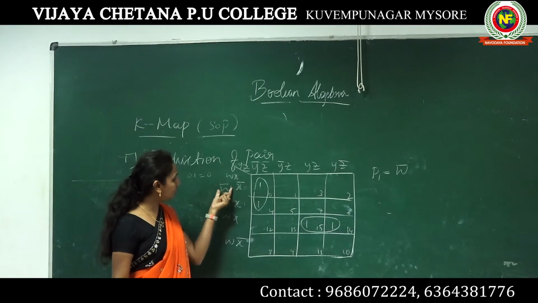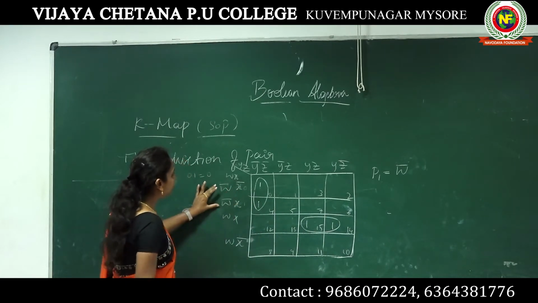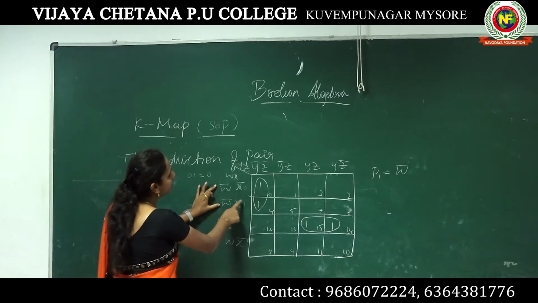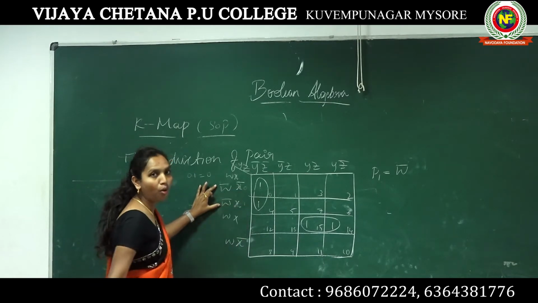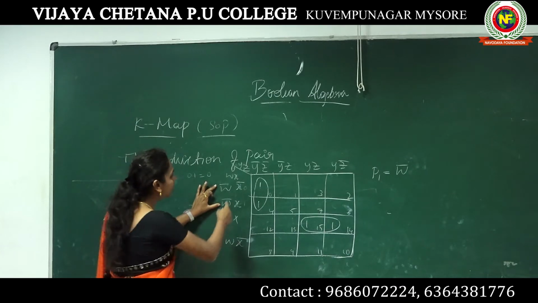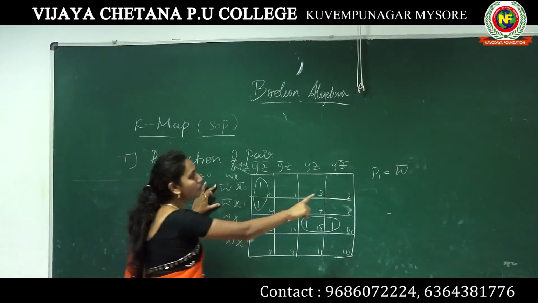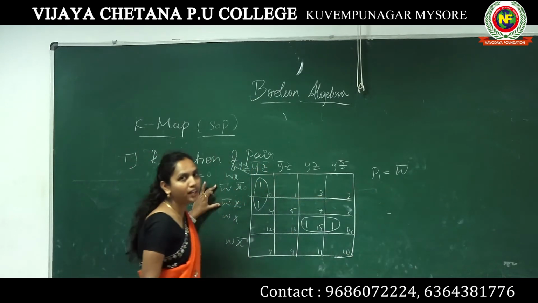So what are the horizontal variables of this pair? Compare the variables. If there is any variable with the opposite sign, which means with bar or without bar, it will be cancelled. So the remaining is w bar. So I just write the w bar here.